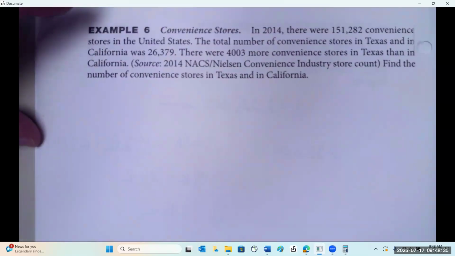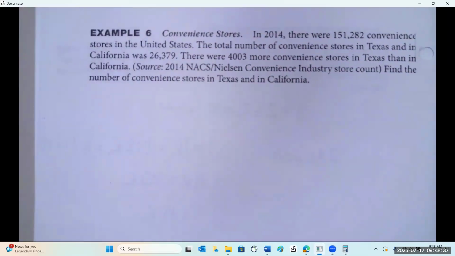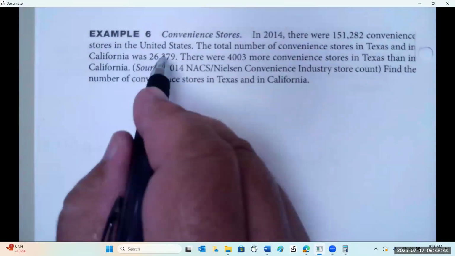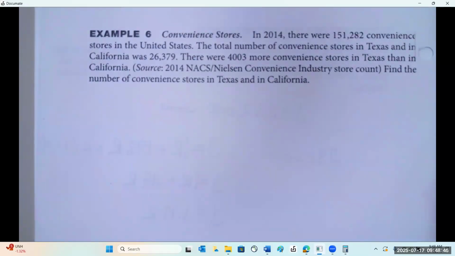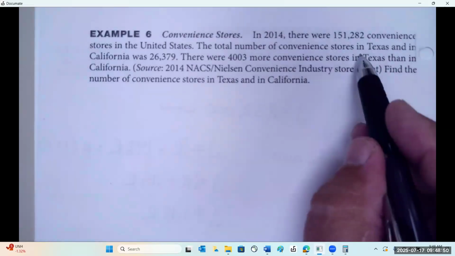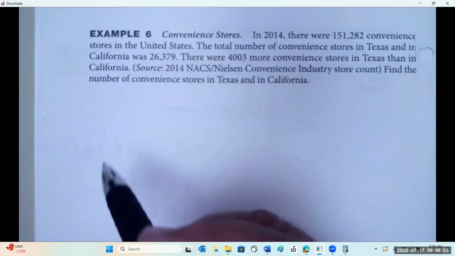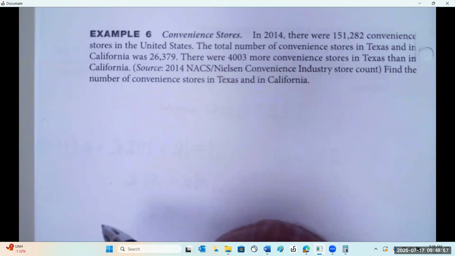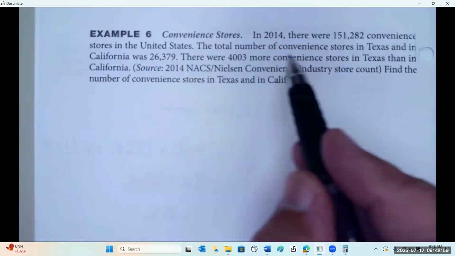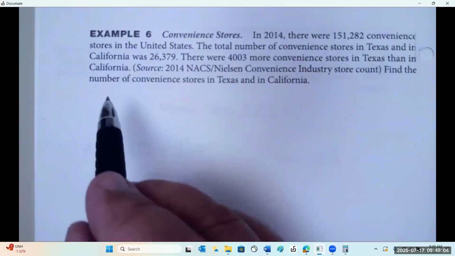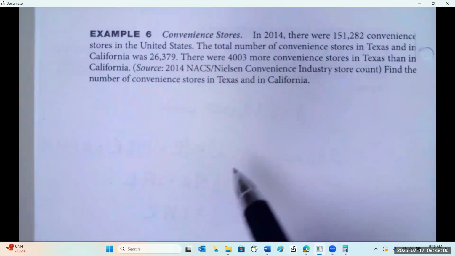A convenience store. In 2014, there were 151,282 convenience stores across the US. The total number of stores in Texas and California equaled 26,397. There were 4,003 more stores in Texas than in California. Find the number of stores in both Texas and California.